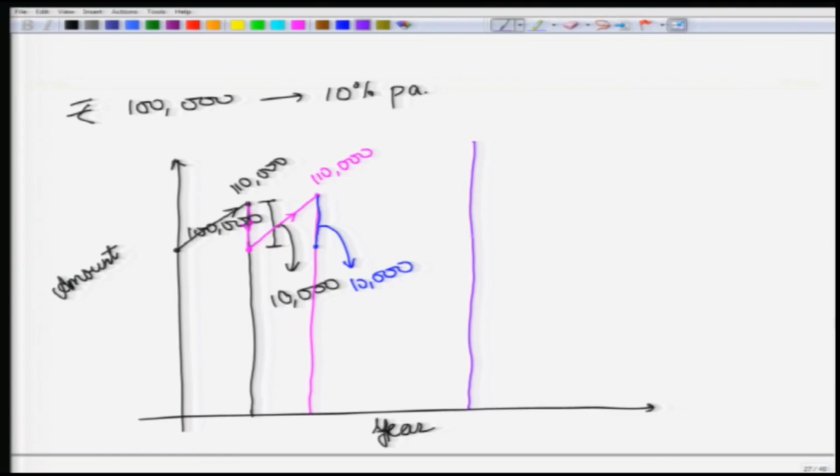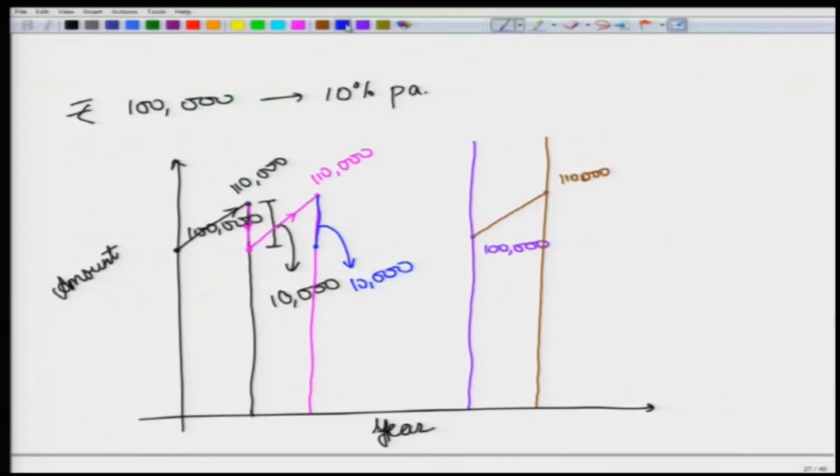So, we began with 100,000 rupees and at the end of the first year the amount increased to 110,000, but then in place of extracting 10,000 rupees, suppose you extracted 20,000 rupees. So, what is the situation now? Now, in place of 110,000 you will only be left with 90,000 rupees, because you have extracted 20,000.